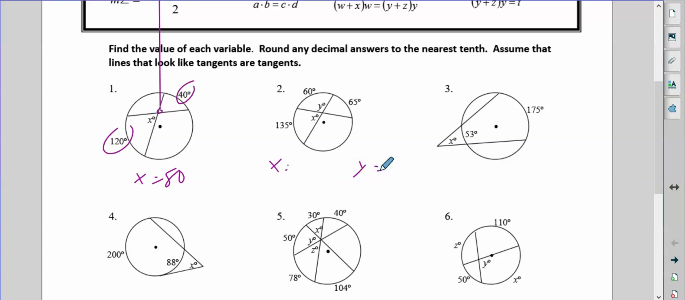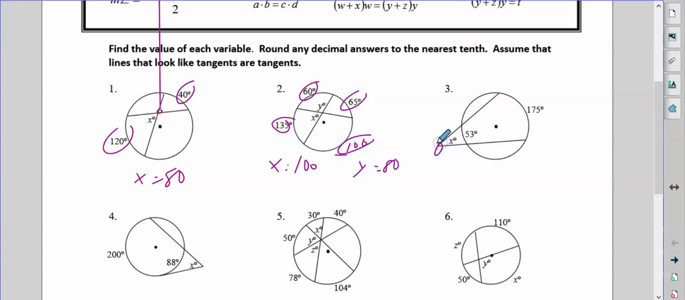And one thing we need is we need to find out what this is. So if we take 135 plus 65 plus 60, that gives us 260, which tells us this is 100. Okay, so now we have our two numbers to work with. 135 plus 65, which is 200, divided by 2 is 100. And here we have 100 plus 60, 160 divided by 2, which is 80.